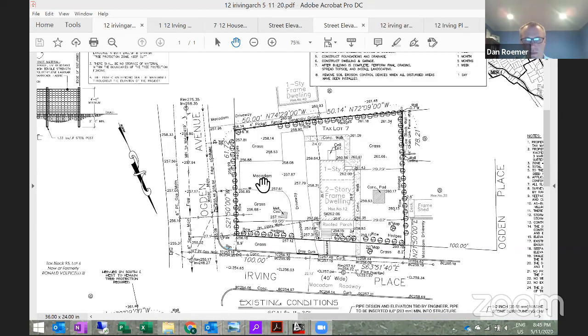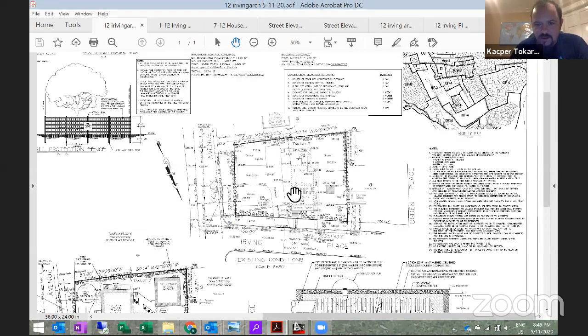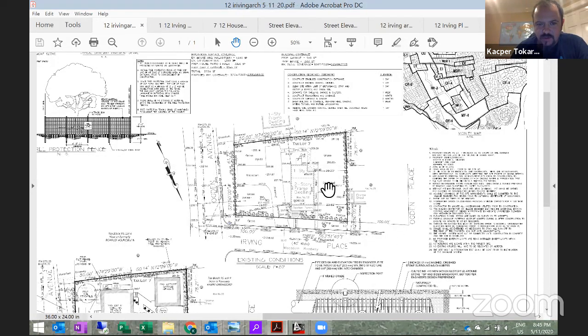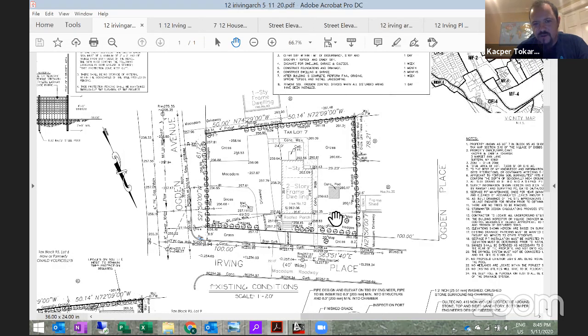Okay, sounds good. So good evening, everyone. Thank you for looking at this application one more time with us. I just want to do a little recap of what we have gotten so far. So this is our property in the corner of Irving and Ogden. There is an existing two-story building that we're planning to demolish. The building currently faces Irving Place, which is where I'm pointing with the mouse.